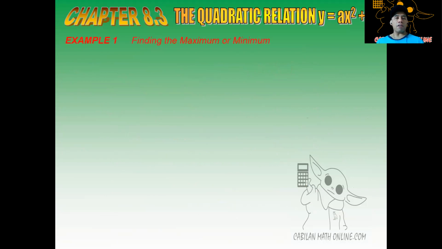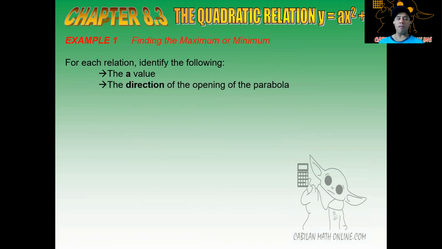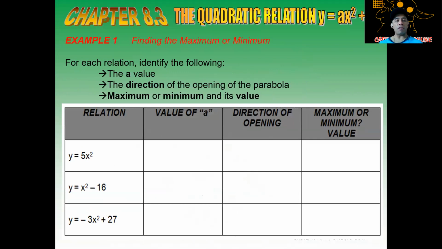So today, what we want to do again is find the minimum or maximum. In this case, we're going to approach it the exact same way that we did in the previous lesson, by first identifying the a value. The a value tells us which direction it goes, opens up or opens down. From there, we can determine the minimum or maximum, and we're also going to look at how we can find its value. What we have here in the chart are three different types of relations, and we're going to break it down according to what we saw in the previous slide, dealing with the a and the c.